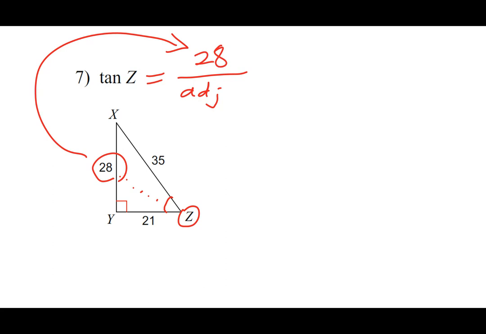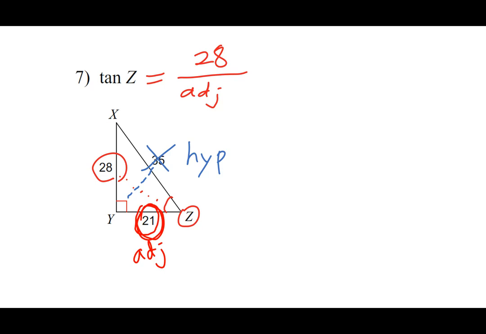Now we need an adjacent side. To get the adjacent side, there are two more numbers left, 21 and 35. Well, 35 is not it. It's not the adjacent side. Why not? Because 35 is called the hypotenuse. It's across from the 90-degree angle. So we cannot use the hypotenuse. We have to use the adjacent side. If it's not 35, there's only one other number left, 21. So that must be our adjacent side, and we put that under the fraction bar. So it will be 28 over 21.